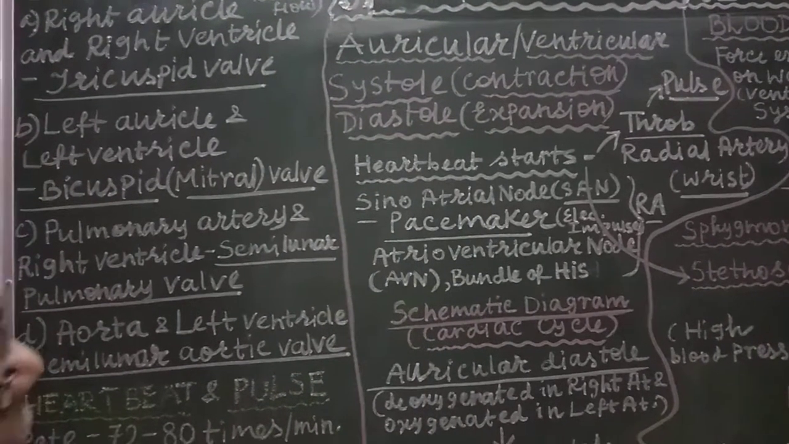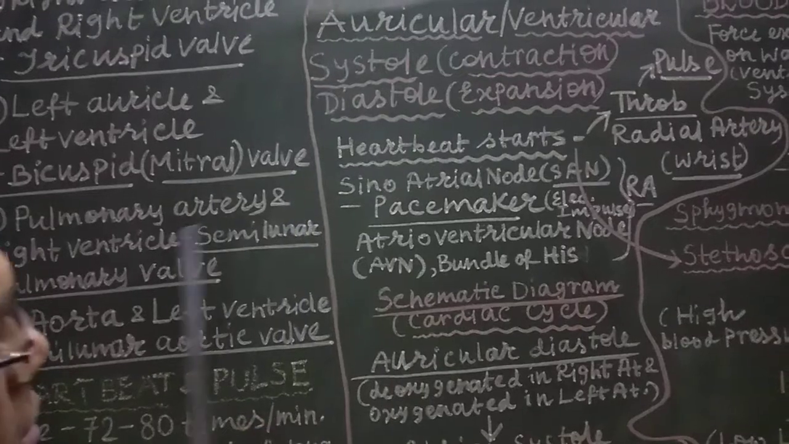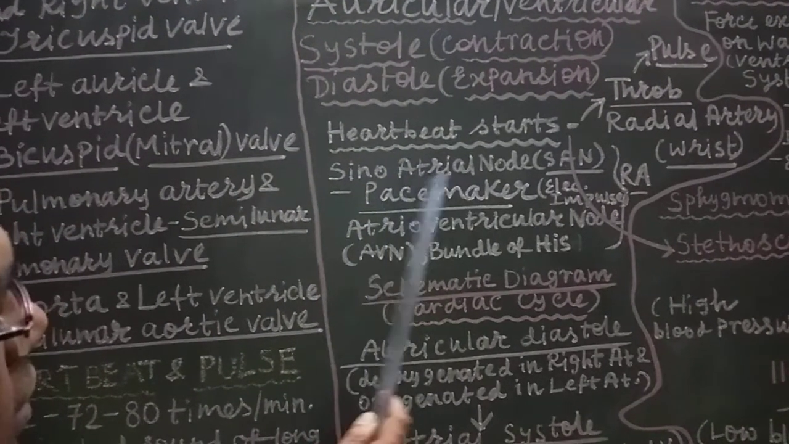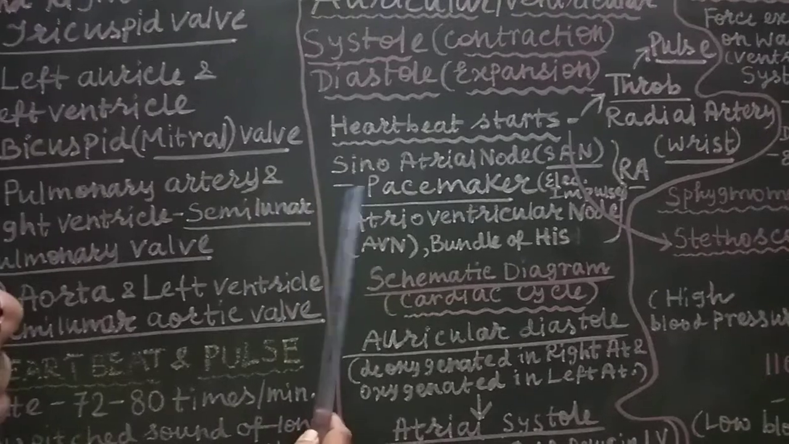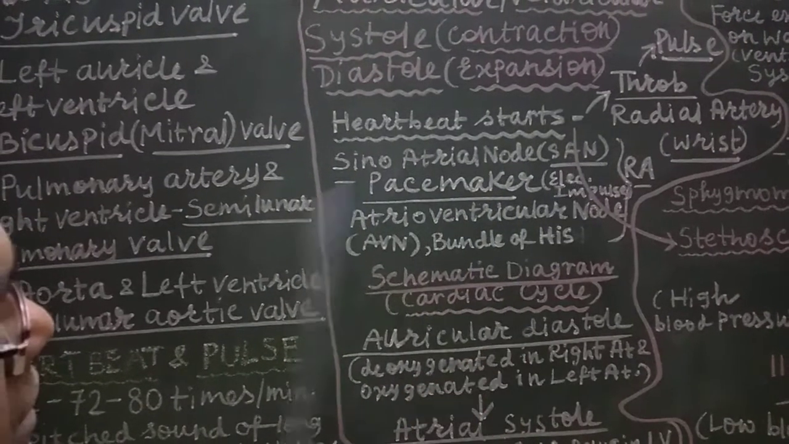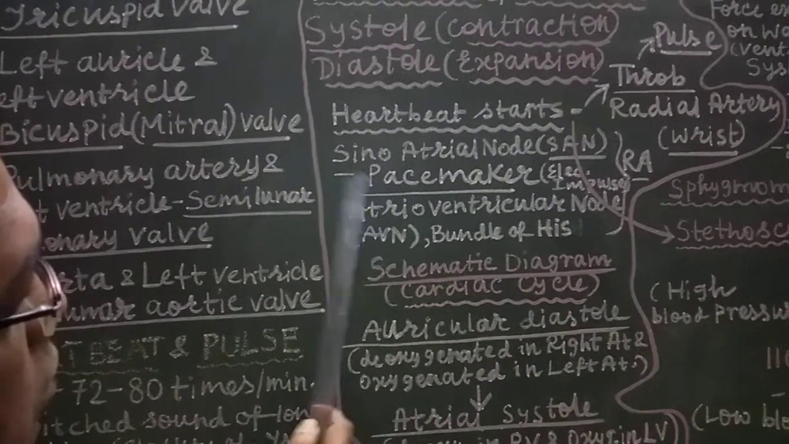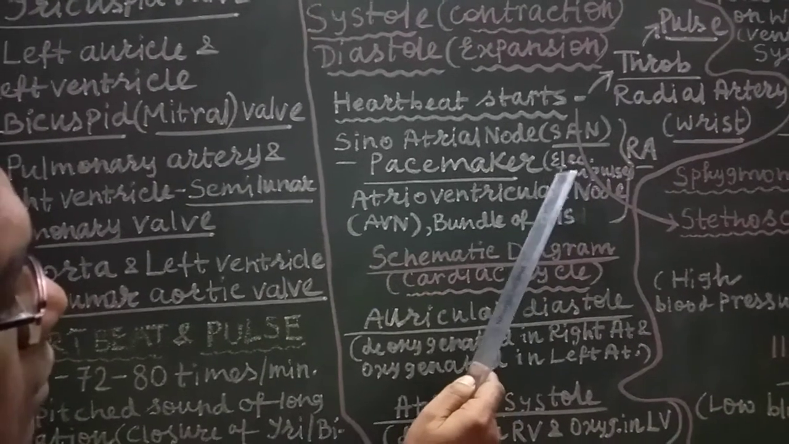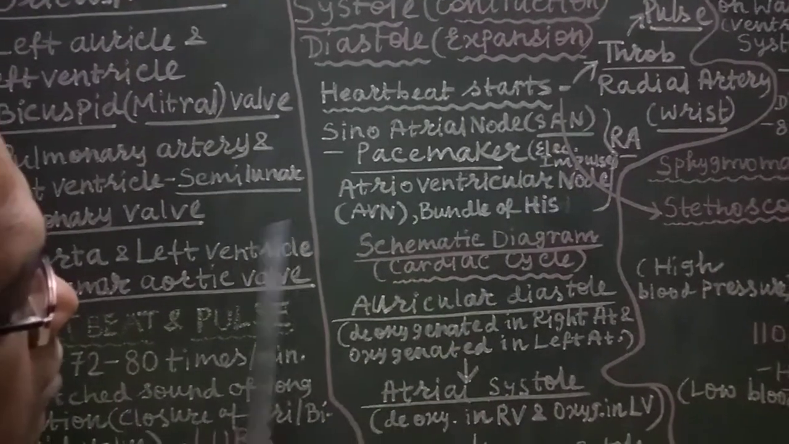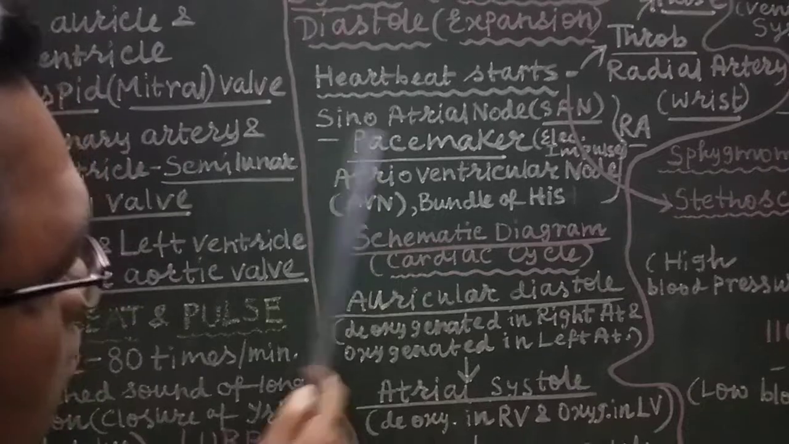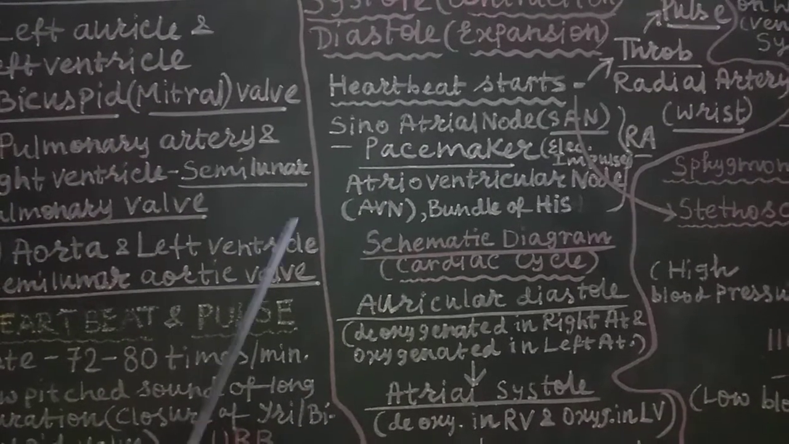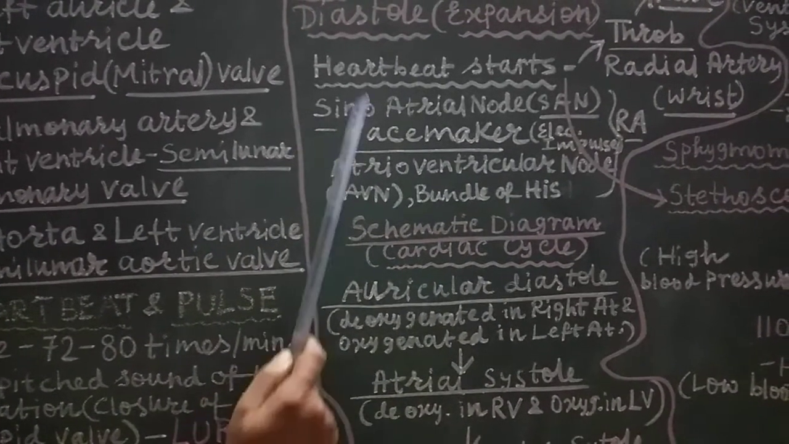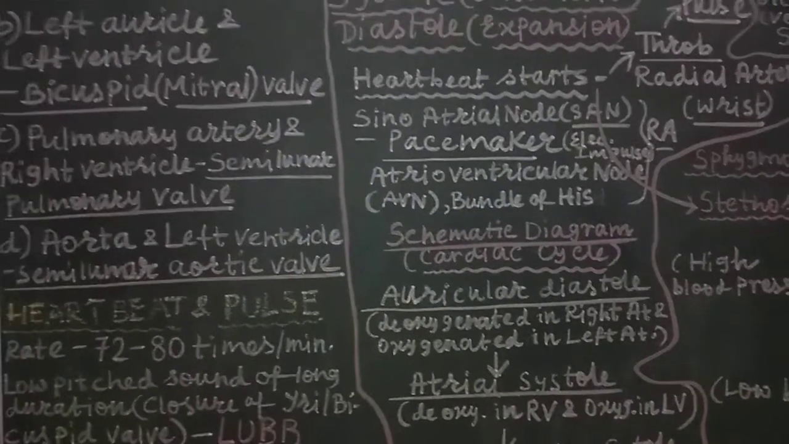expansion of the heart. Heartbeat starts due to the presence of several cardiac muscles present in the heart, like the sinoatrial node known as SAN. It is also known as the pacemaker. They actually start the heartbeat. It forms an electrical impulse which starts the heartbeat. That's why it is called a pacemaker. The atrioventricular node, AVN, or bundle of His, all these also help in the heartbeat.